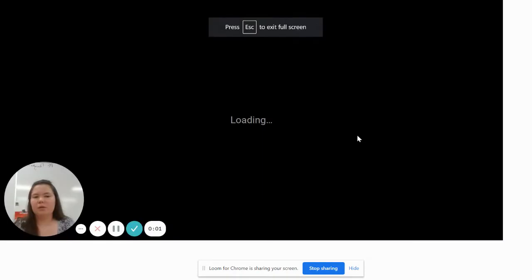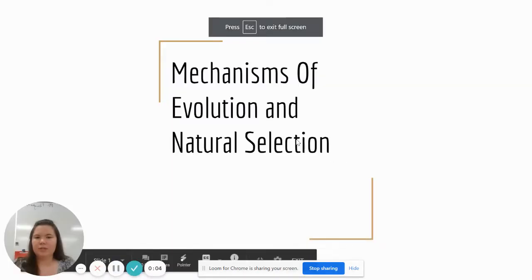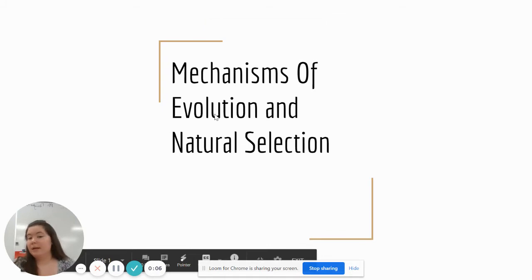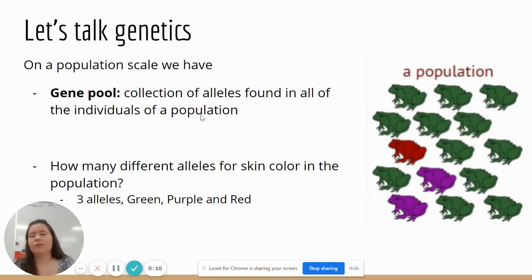Okay, so we have looked at evolution. Now we're going to look at the mechanisms of evolution and natural selection. So first we have to understand the genetics at the population scale. So we're looking at the entire population because evolution occurs in a population, so it makes sense.